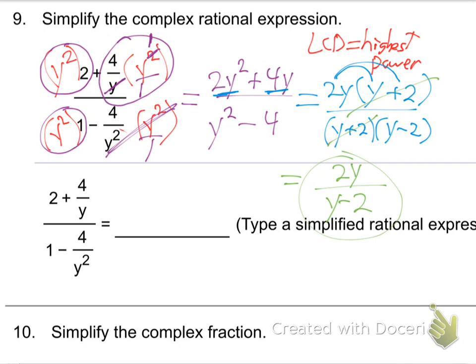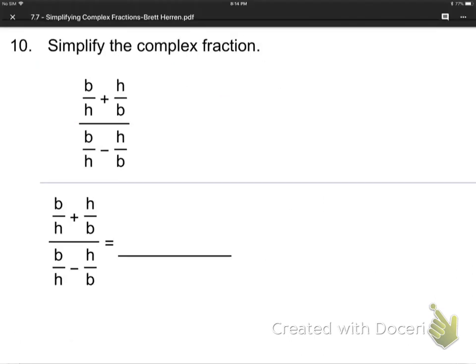Is this pretty comfortable? Questions? What was different about that one is we had two different denominators, y and y squared. The common denominator is the highest power. So is the highest power when you have two letters like that.